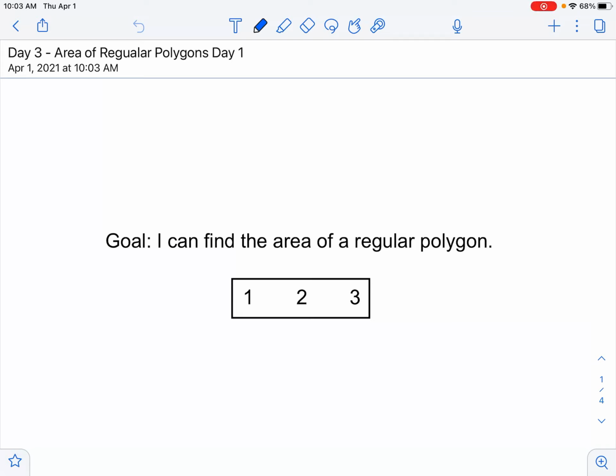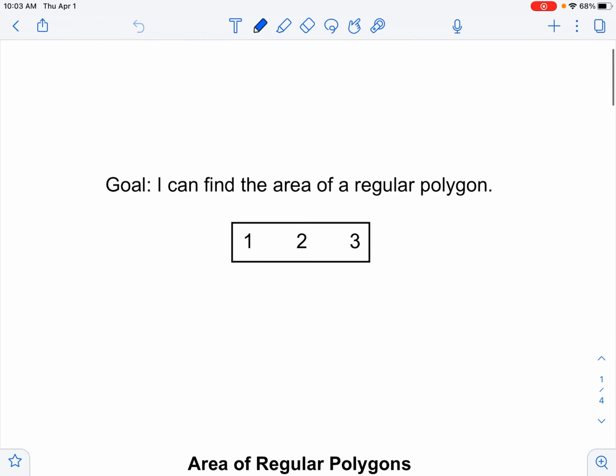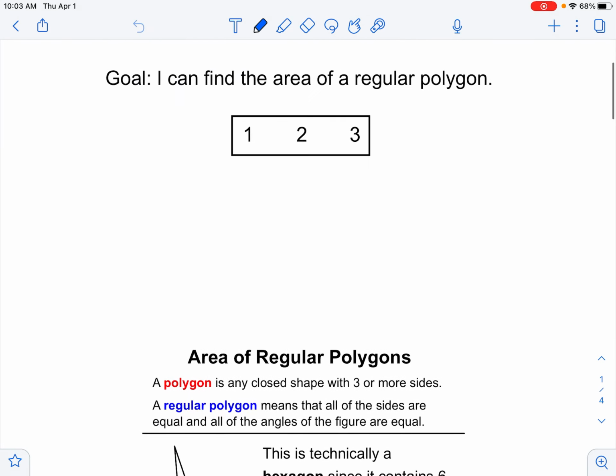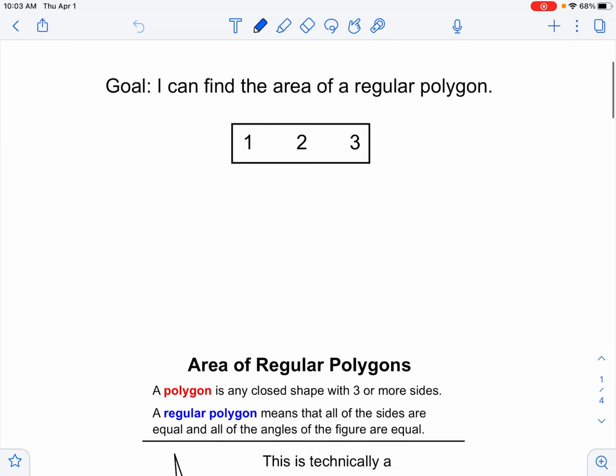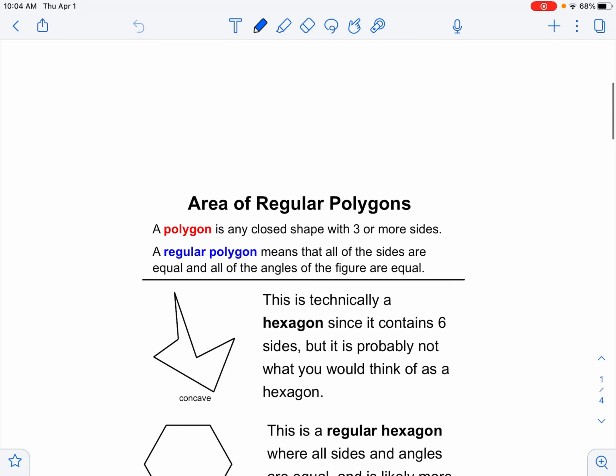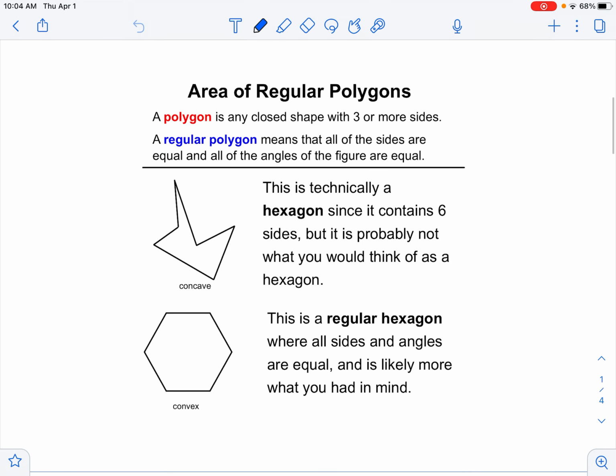All right, so this is day 3, which is area of regular polygons. It's the first day of it. So our goal for today is I can find the area of a regular polygon. I would rate myself pretty low if I was a student right now. This is not a formula that you regularly encounter, but once you know how to use it, it's pretty simple.